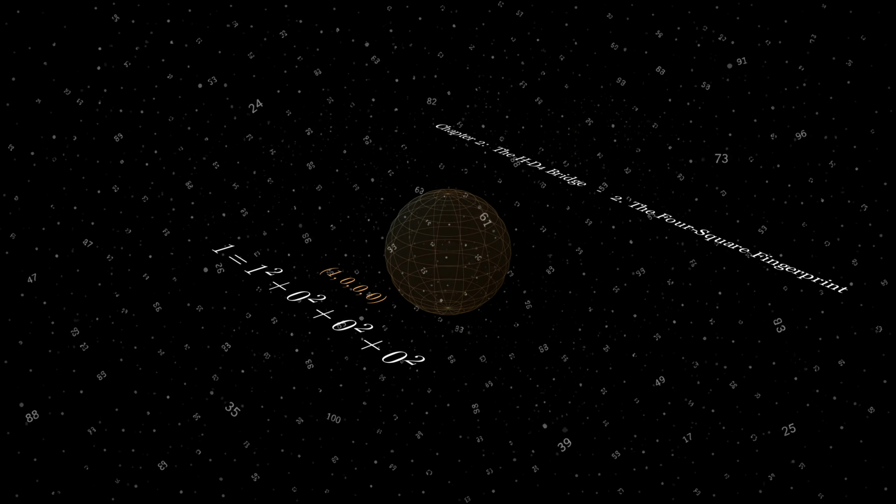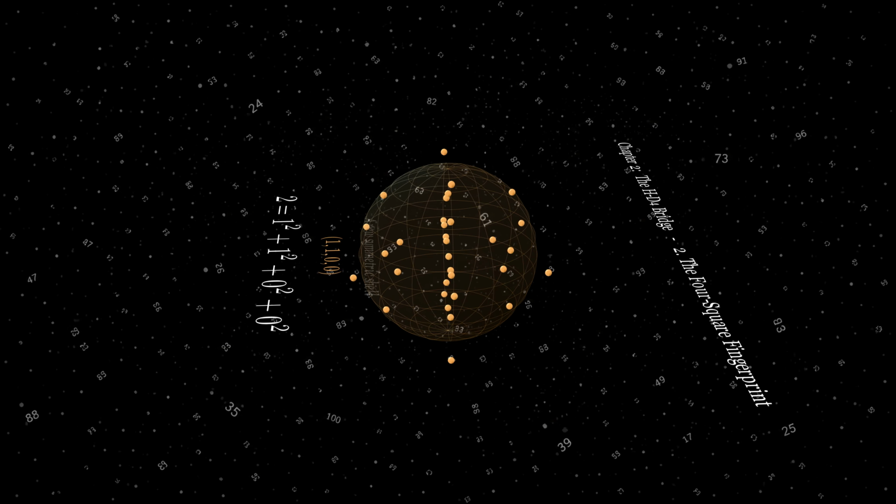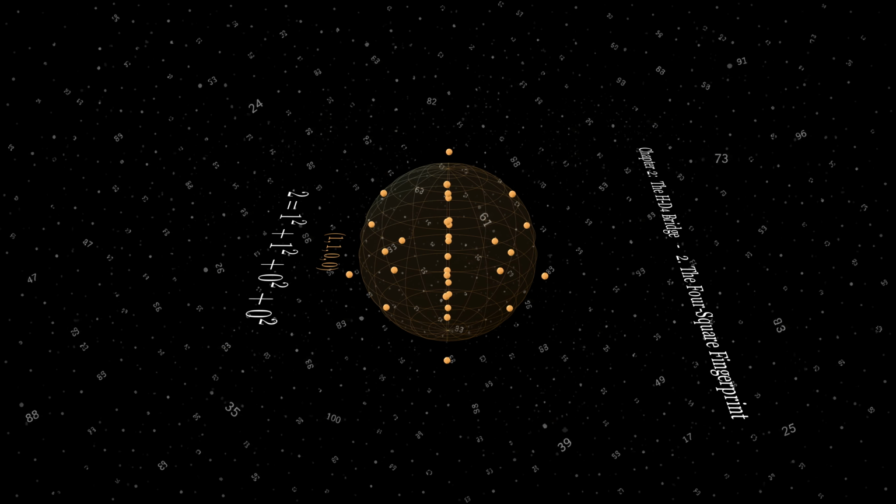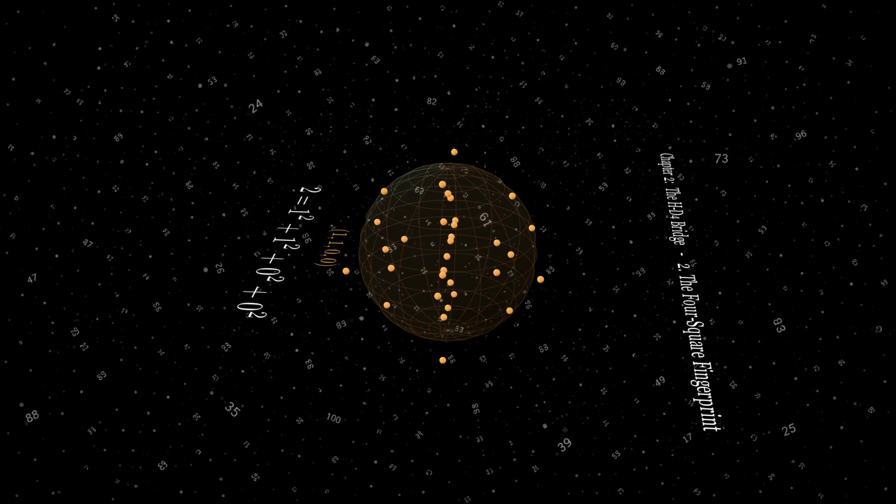This is the arithmetic fingerprint of the shell. For n equals 1, we have 1 equals 1 squared plus 0 squared plus 0 squared plus 0 squared. So we obtain points of the form plus or minus 1, 0, 0, 0, together with their coordinate permutations. For n equals 2, 2 equals 1 squared plus 1 squared plus 0 squared plus 0 squared. Now two coordinates are non-zero. For n equals 3, 3 equals 1 squared plus 1 squared plus 1 squared plus 0 squared.